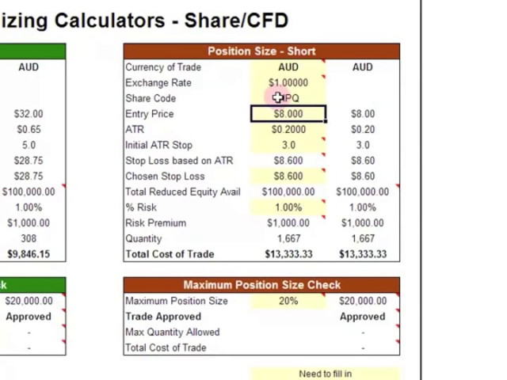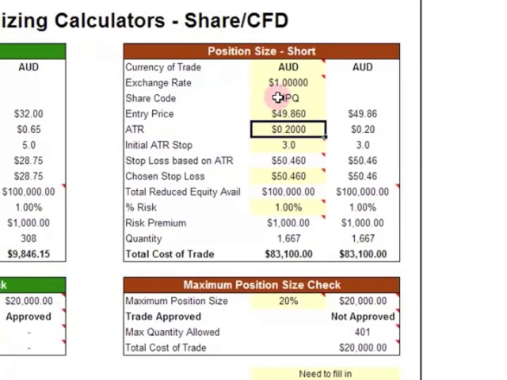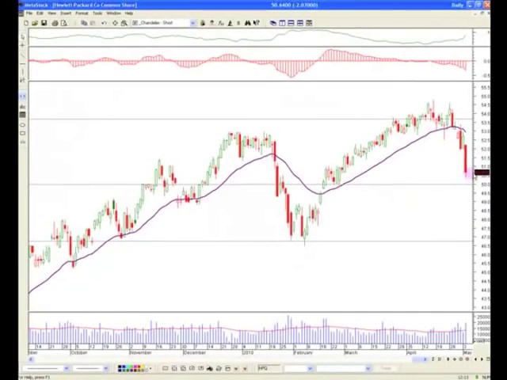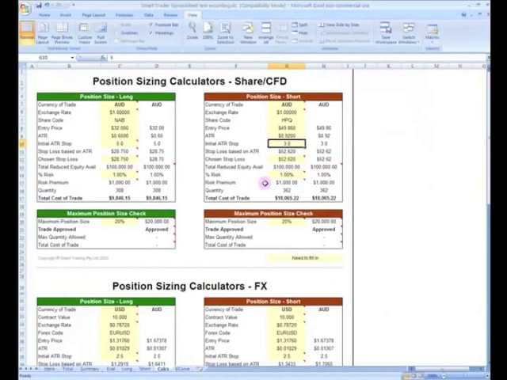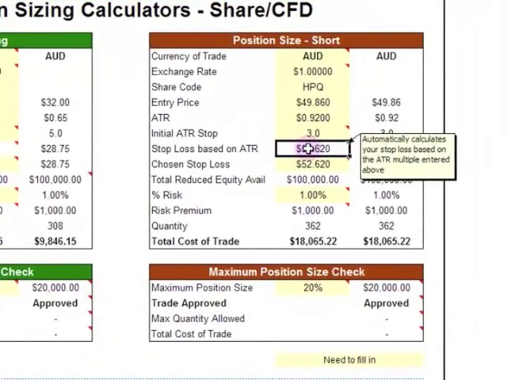Put the code in. If it was to break to say 49.86 and its ATR is 0.92. If I go back to the chart, it last traded at 50.64. It's got an ATR of 92 cents. So 50.64 minus 92 cents would be, yeah, it only has to fall one more ATR and it'll be below $50. So I'm happy with 49.86 as a price to set up a trade for.